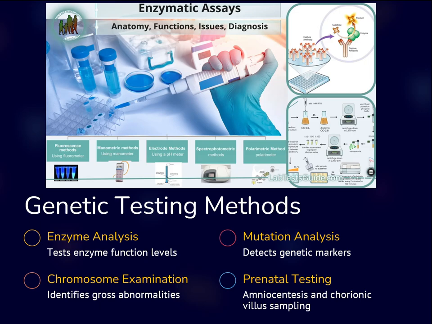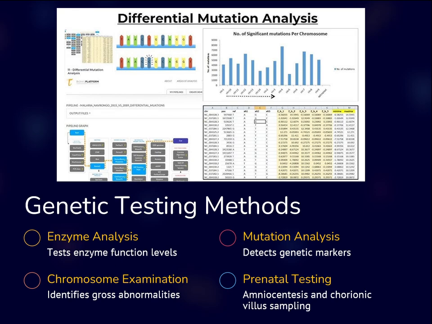First one, enzyme analysis. This method evaluates the activity levels of specific enzymes. For instance, in Tay-Sachs disease, a deficiency in a particular enzyme can be detected through enzyme analysis, indicating a potential carrier status. Next one, mutation analysis. This technique involves examining DNA for specific mutations known to cause diseases. For example, mutations in the CFTR gene are associated with cystic fibrosis.